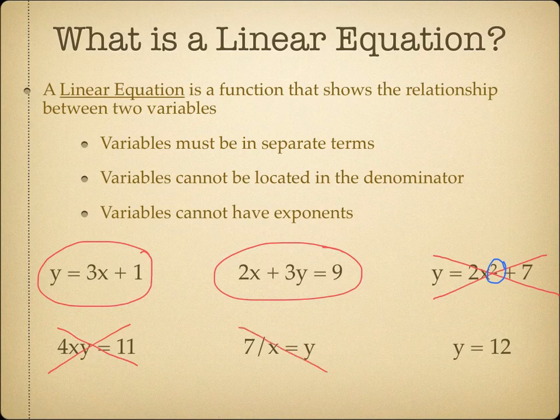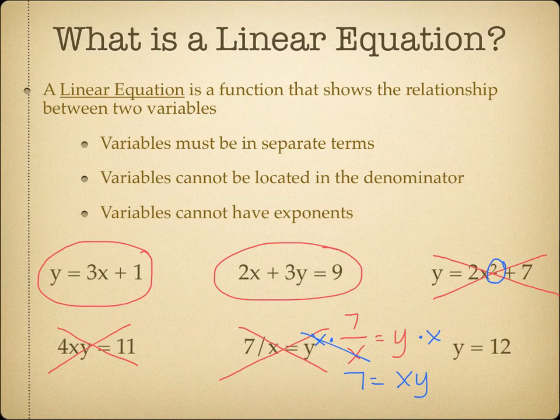7 over x equals y, not a linear function because the x is in the denominator. And so here's what I was talking about with that. If I have 7 over x equals y, and I want to solve that, well, the first thing I would probably do is multiply by x on both sides. And I would end up with 7 equals xy or yx. And then you've got the same situation here that you did over here. The x and the y are in the same term. So that's why that's not allowed.